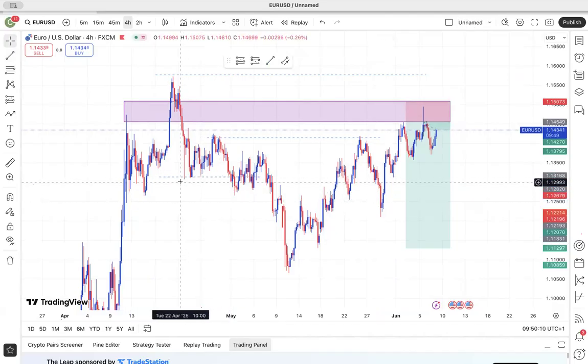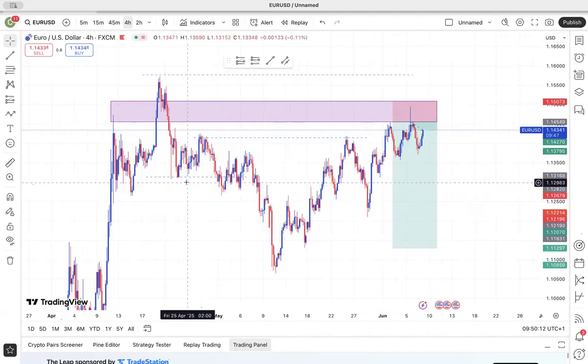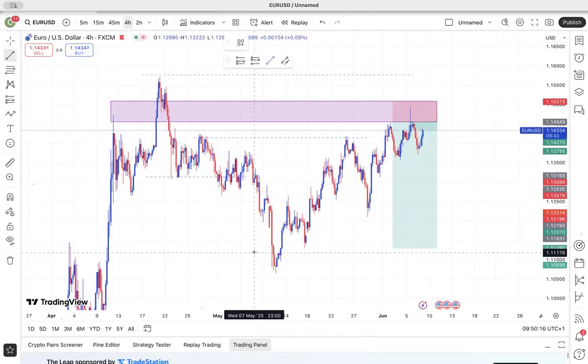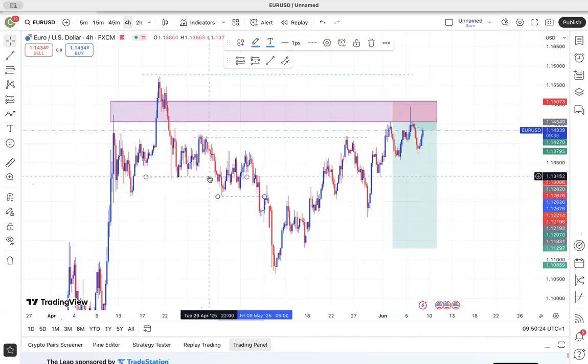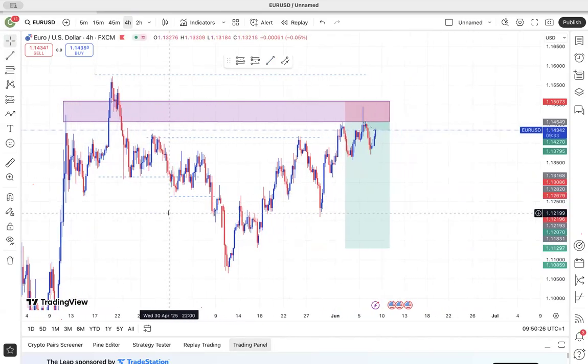This is where we have the break of structure. We have this break of structure here, this one. Then we have another break of structure here, this one. So for me, we've had a bit of break of structure to signify that yes, we can expect a downward trend.